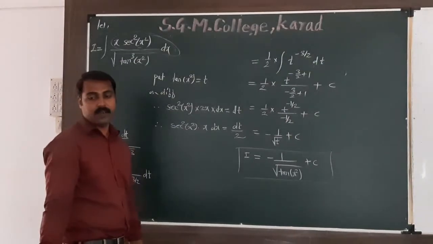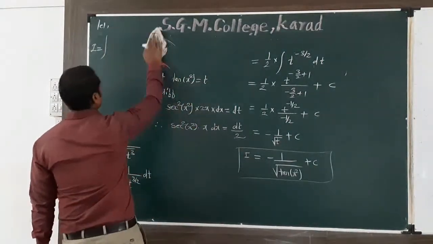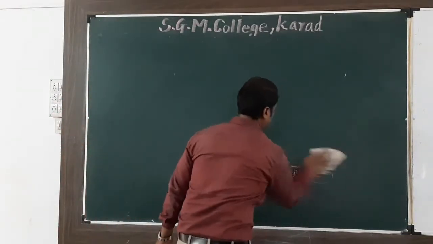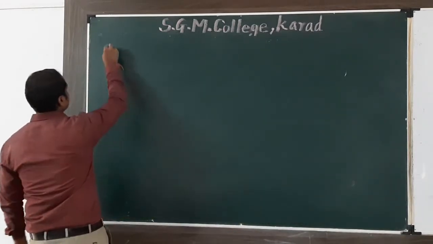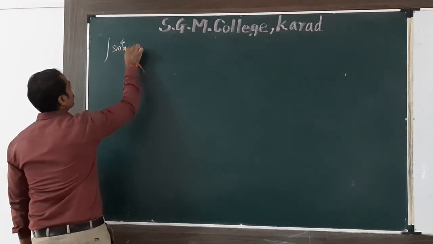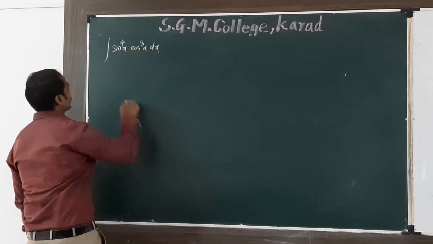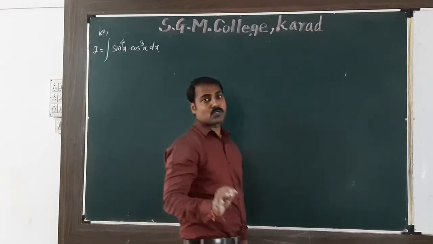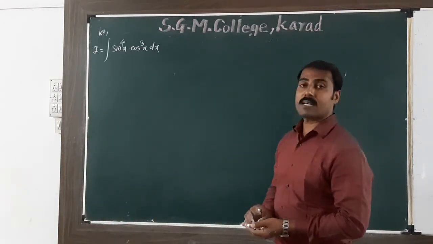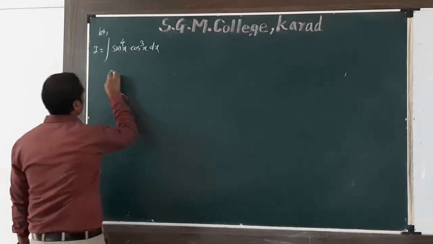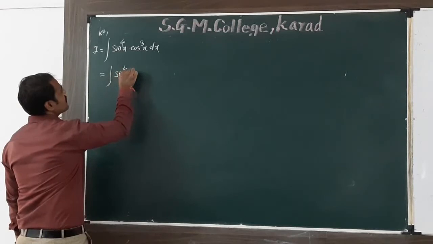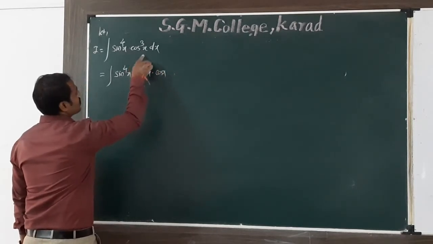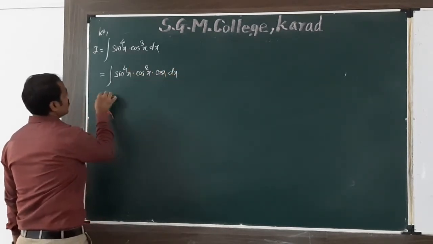Next example is here, evaluate integration sin 4th x into cos 2 x dx. Okay, first denote the given integration by I, so let I is equal to, look here, is the substitution possible? Yes, derivative of sin x is cos x, but there is a term of cos 2x, so I can split that term, sin 4th x into cos square x into cos x, writing cos 2x as cos square x into cos x dx, which is equal to integration.